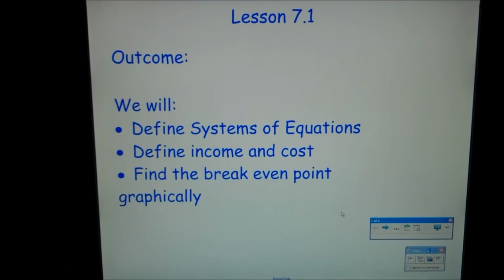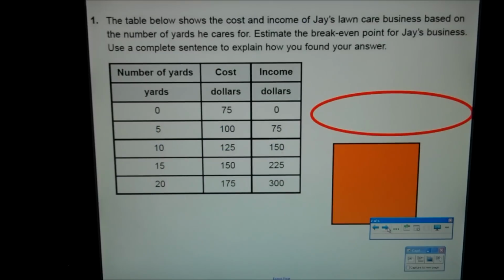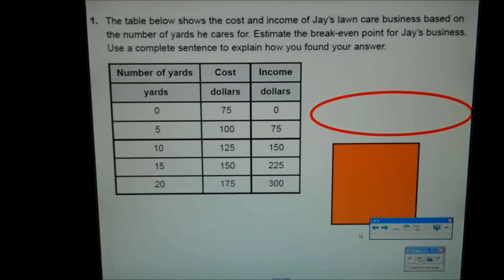Lesson 7.1, we will define systems of equations, define income and cost, and find the break-even point graphically. Alright, so systems is something a little bit new. This is simply going to be more than one line. We've been doing linear equations for a while now, and that's just simply one straight line. Now we're going to look at two different things.